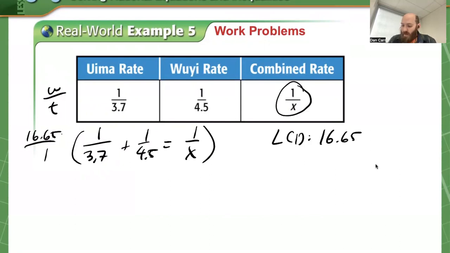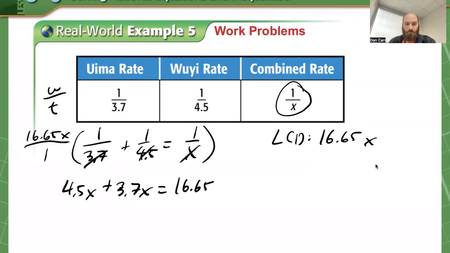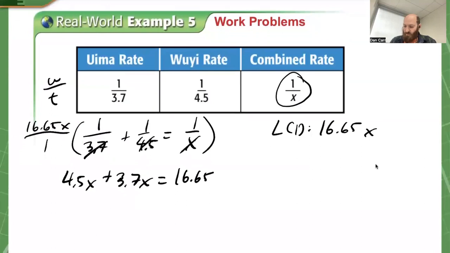So that's what we're going to do, multiply everything by that. Okay, and X too, because I need to get rid of this X down here as well. So again, this eliminates all my denominators. In the first case, 16.65 divided by 3.7 is going to give me 4.5x, plus 3.7x, and that's going to equal 16.65. Okay, so now I can add those together. 4.5 plus 3.7 gives me 8.2x equals 16.65.